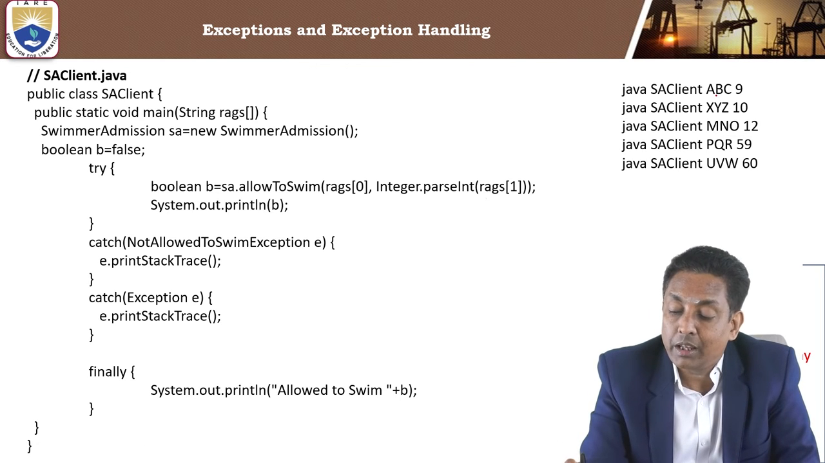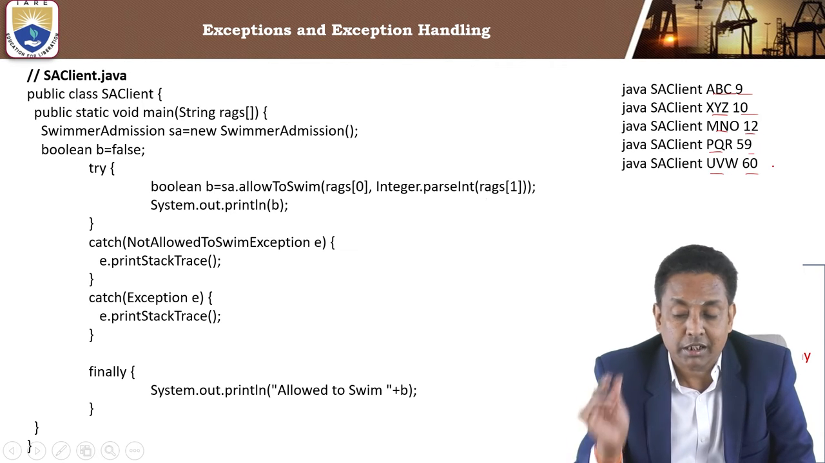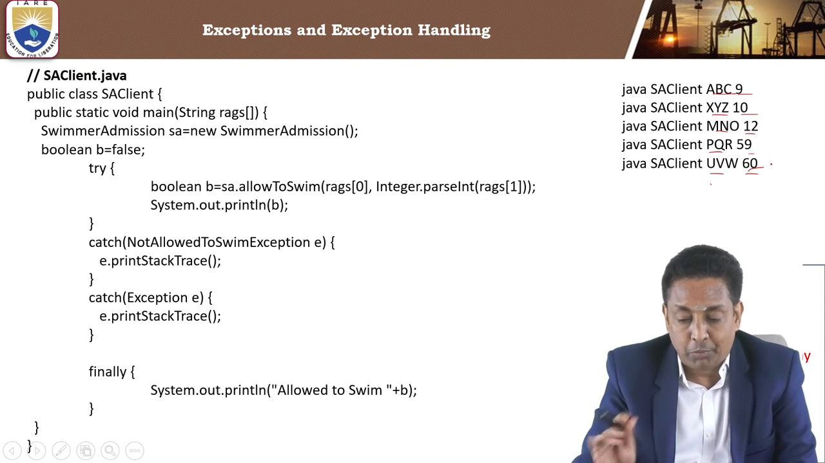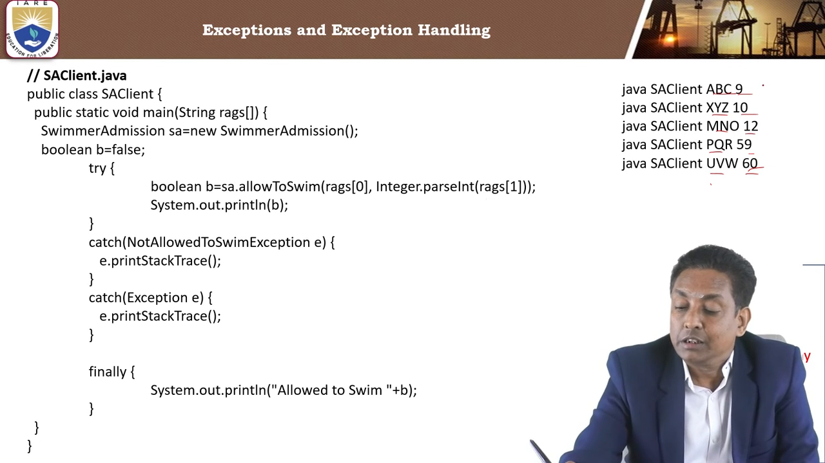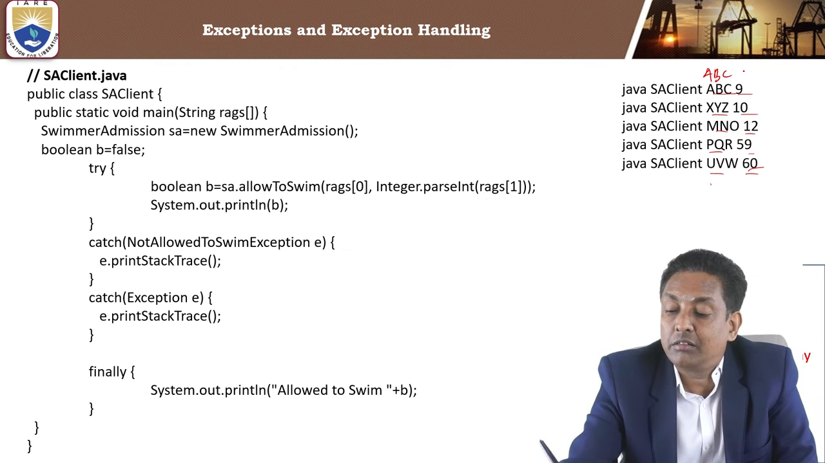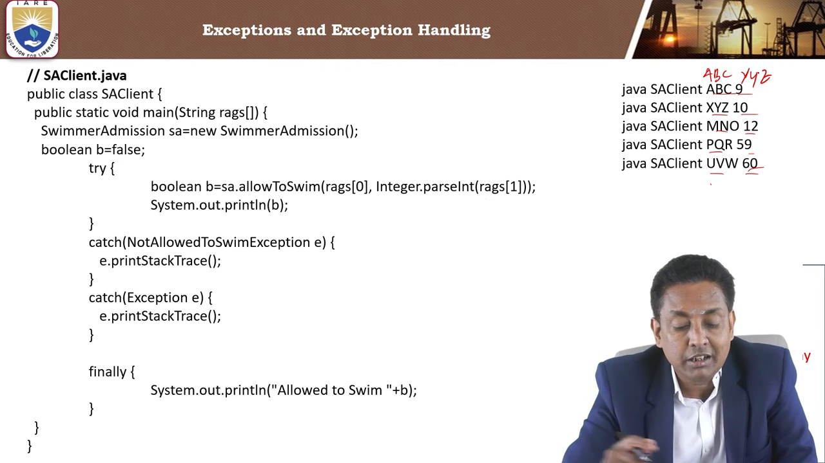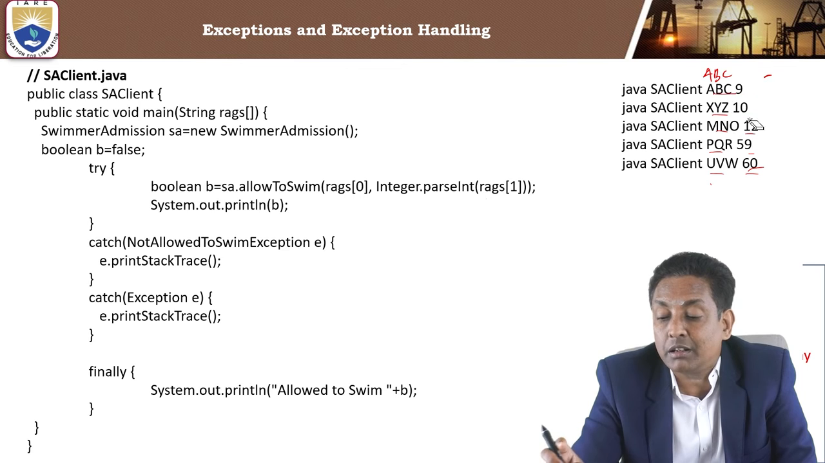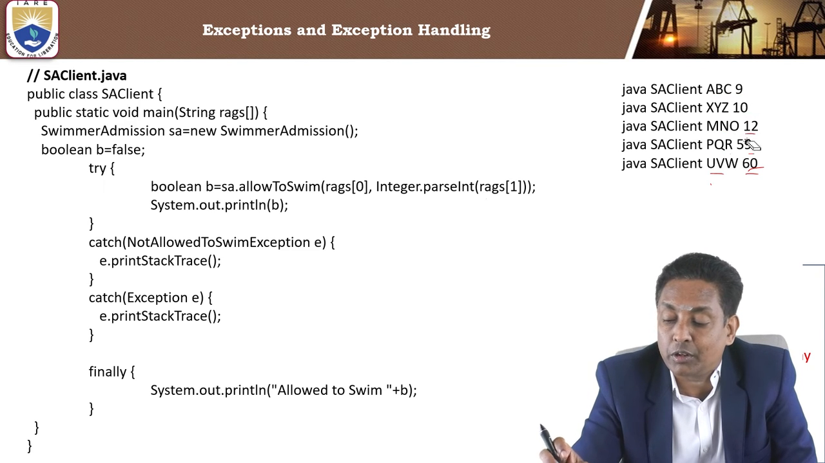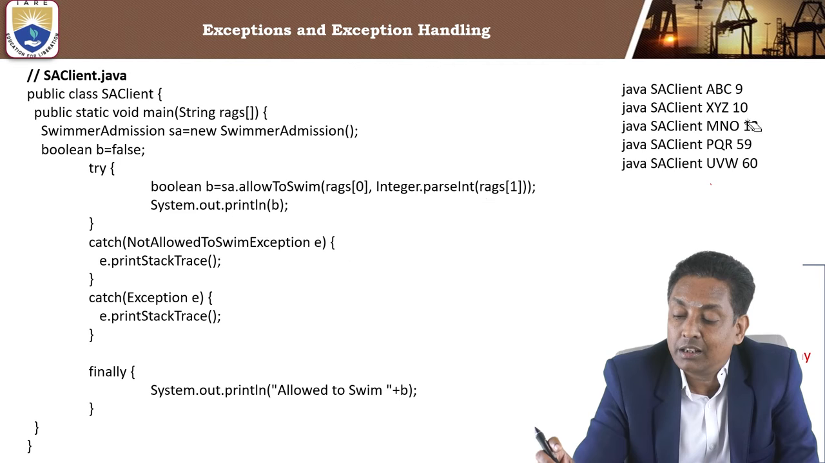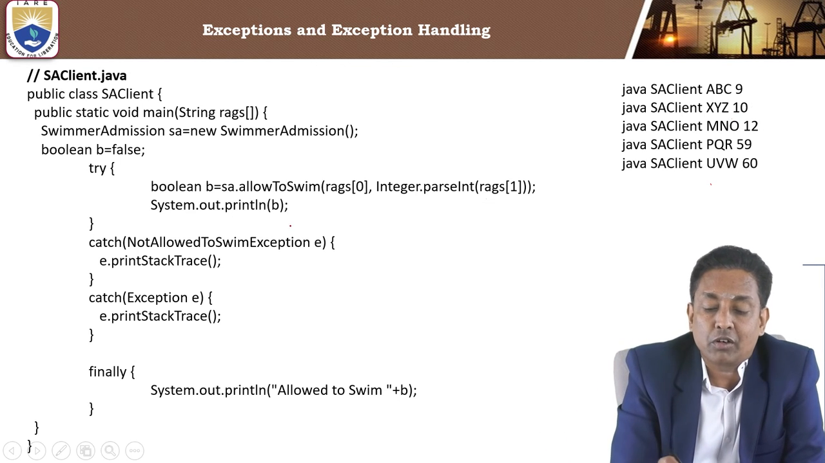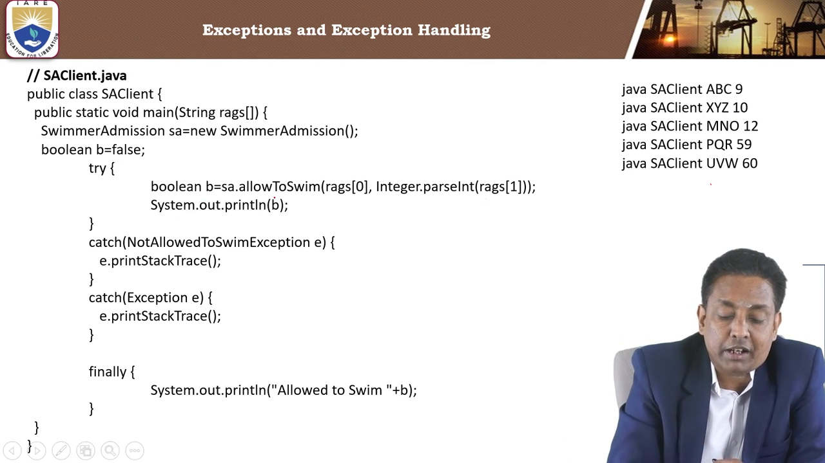So we pass values like this: ABC 9, XYZ 10, MN 12, PQR 59, UVW 16, where the first is the name and the second is the age. If you pass them properly, okay. Suppose you pass ABC and XYZ: the name is okay, but what is XYZ in place of age? In place of age, which needs a numeric value, if you pass a string, then you will get an exception. If you pass a number as the second argument, you will get an output. I should write one wrong test case here also. Anyway, the method returns a boolean that we are printing.